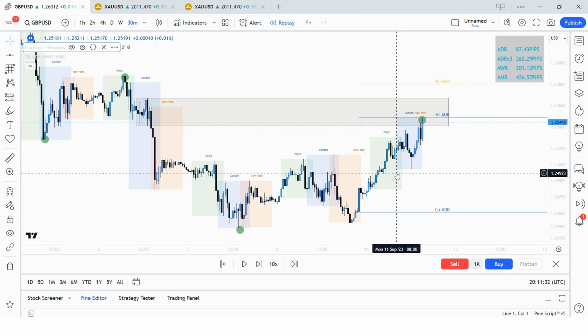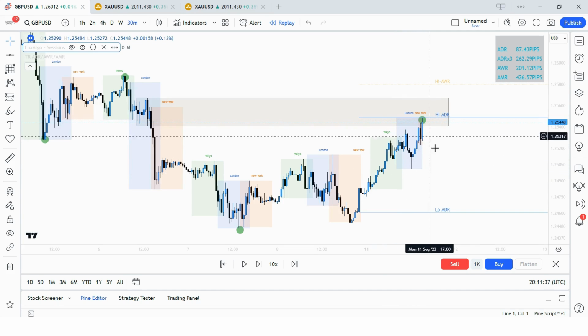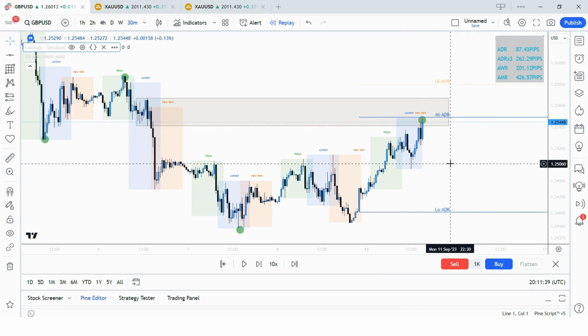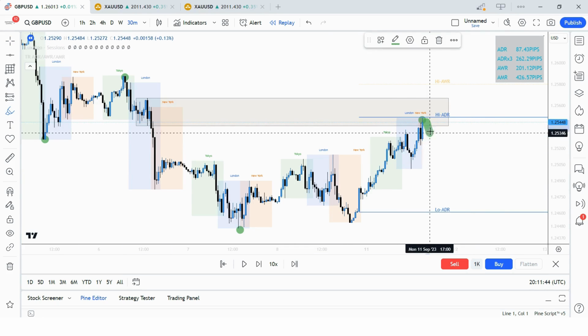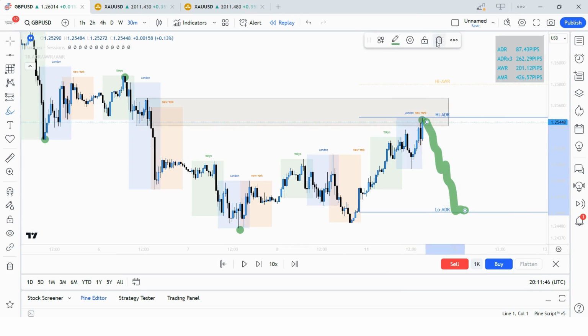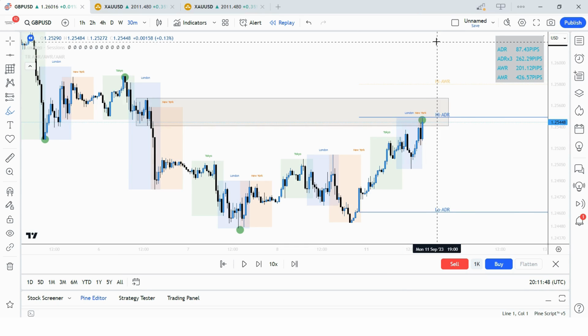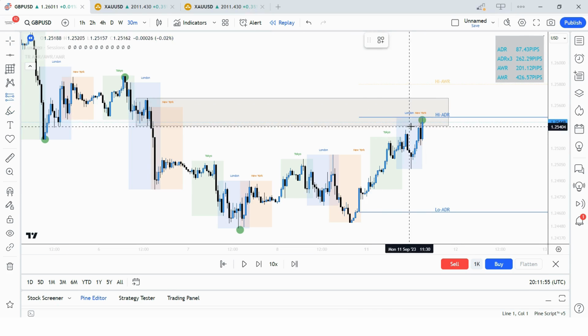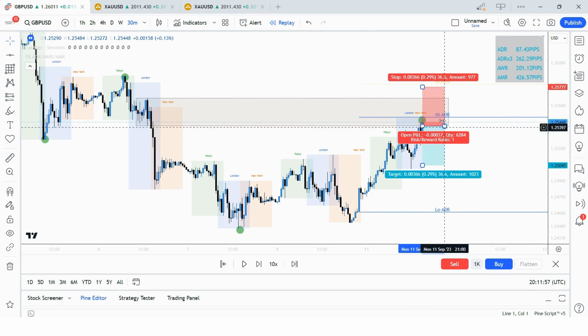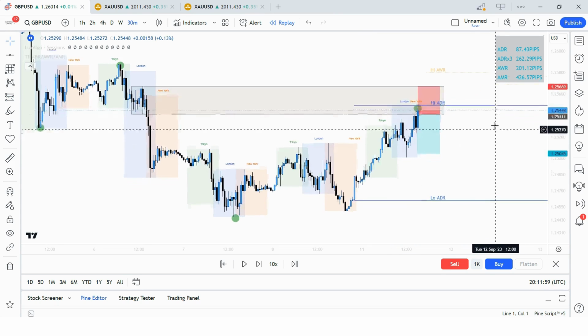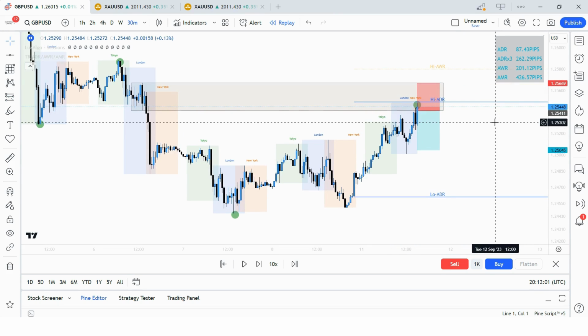And whenever one of the ADRs is met, it becomes highly unlikely that price will reverse towards the other ADR, right? For example, the ADR high has been met, so it becomes highly unlikely that price will go all the way down towards the ADR low. And whenever the ADR low is met, it becomes highly unlikely that price will reverse upwards towards the ADR high. So in this scenario, what we can do is we can sell the market, right? We can sell off the supply zone, put a stop loss above the supply zone, and then we can aim for 70% of the average weekly range.